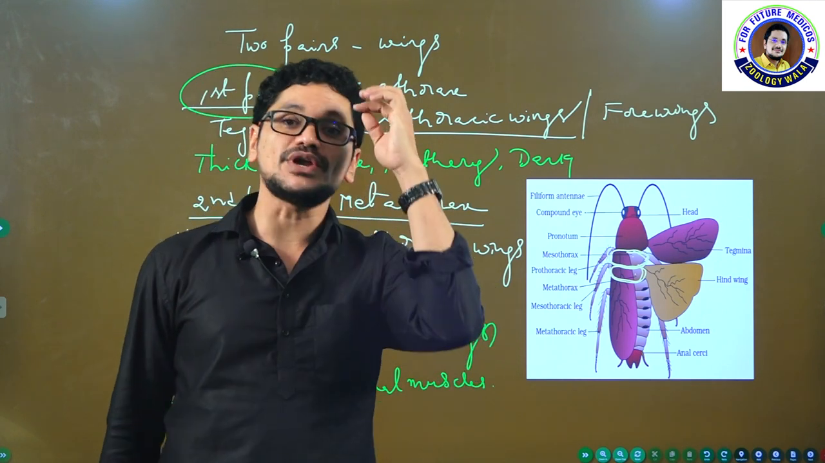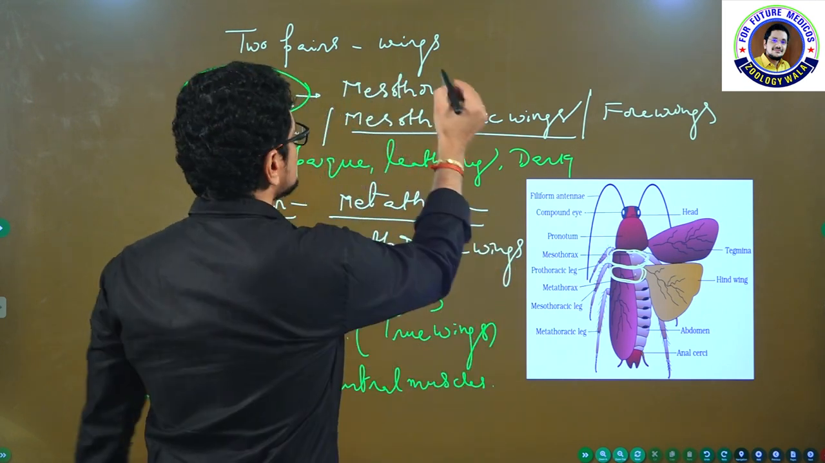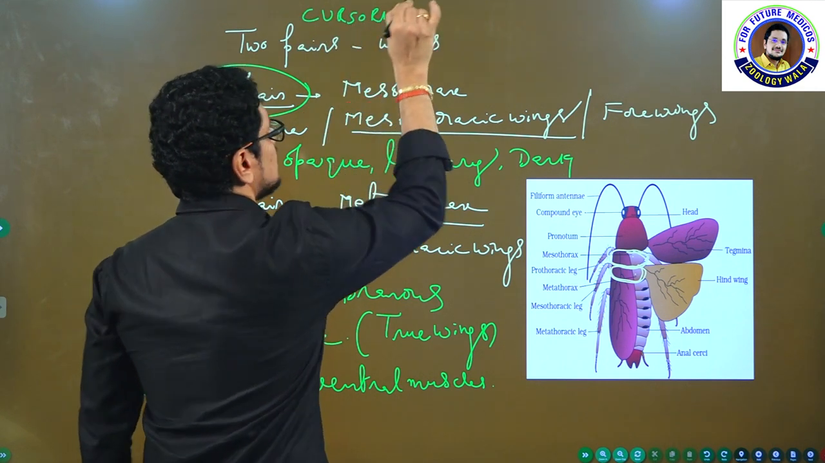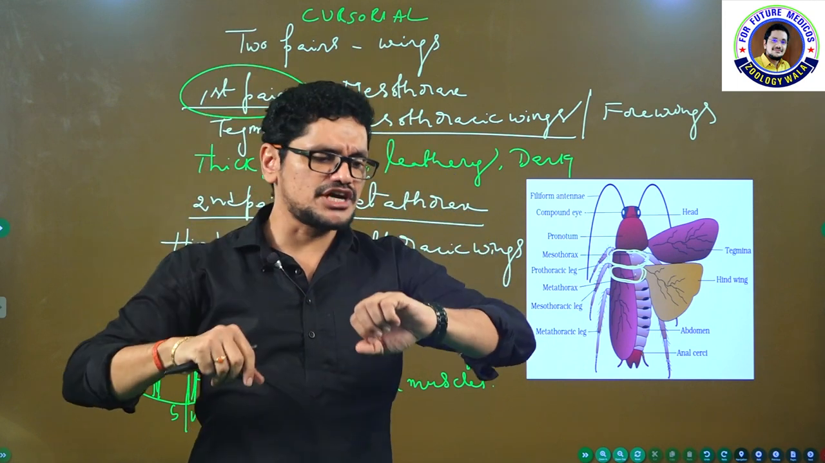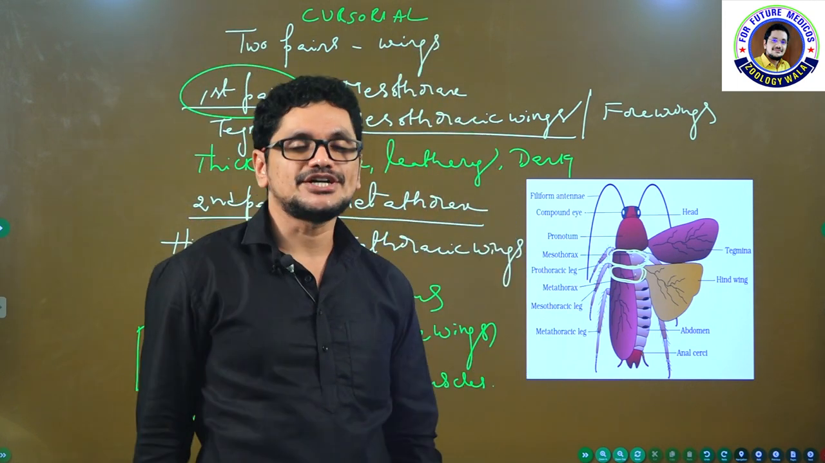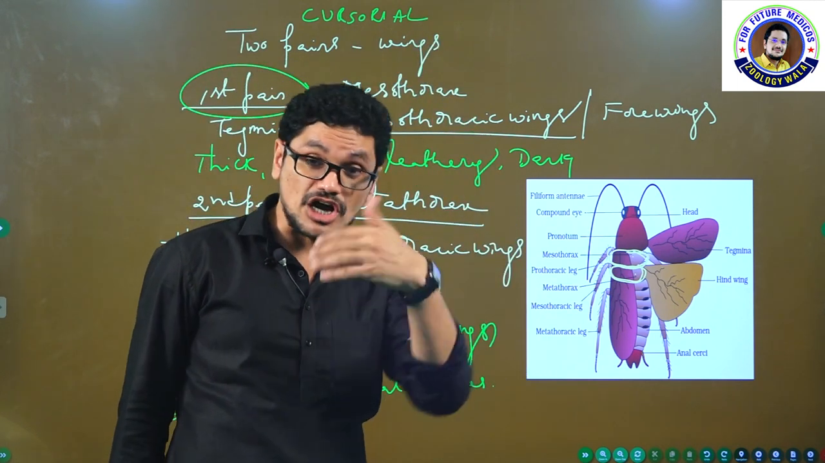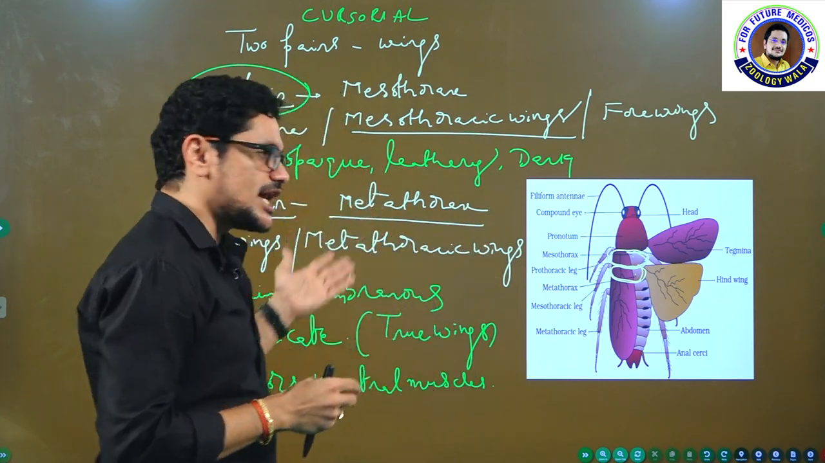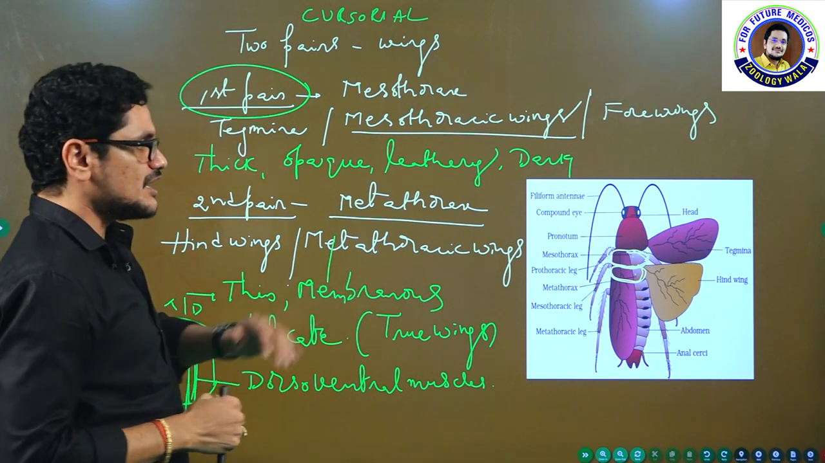And cockroach is cursorial. Cursorial means very fast runner, isn't it? C-U-R-S-O-R-I-A-L. Cockroach is cursorial, very fast runner. It can run very fast, and of course it can fly to short distances also. That's all about the wings.